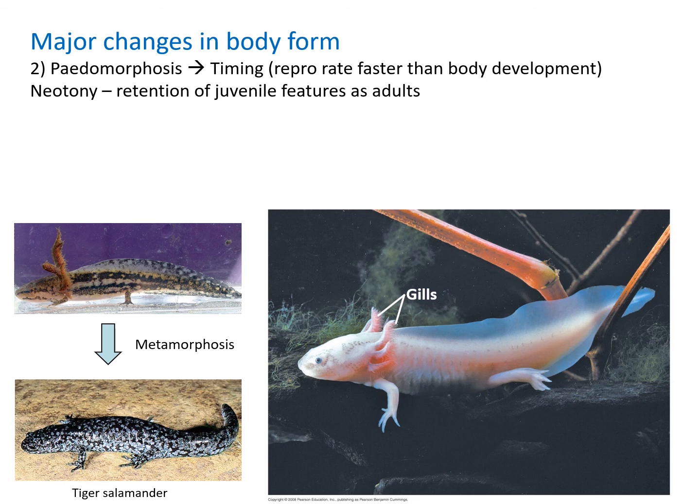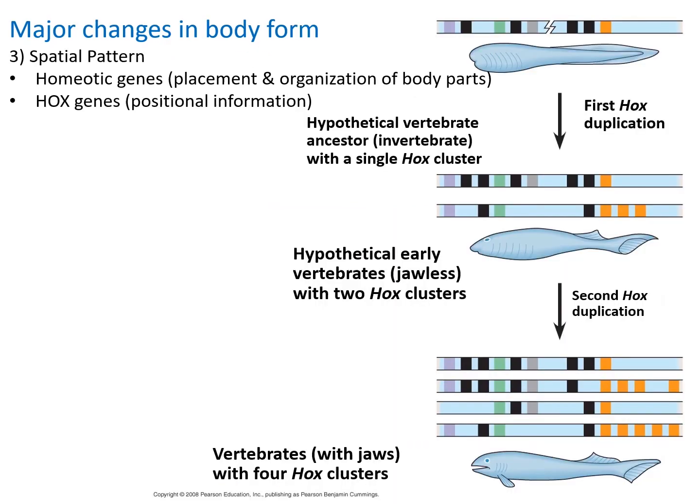Okay. And so neoteny, you might come across that term. This is an adult, and this is referred to as neoteny because this is an adult salamander, but it retains juvenile characteristics, and it's also sexually mature. So it's the timing of the reproductive rate compared to the body development.